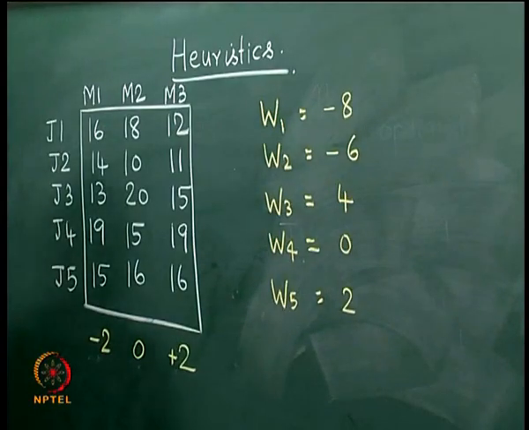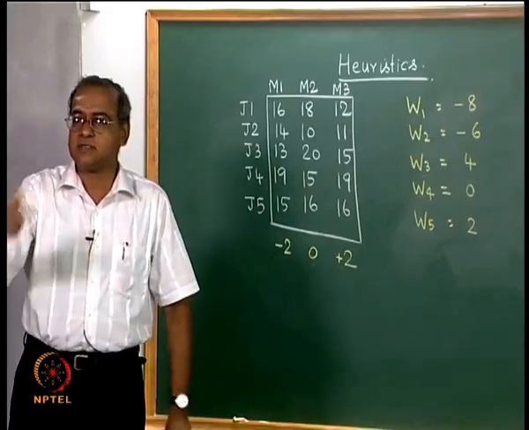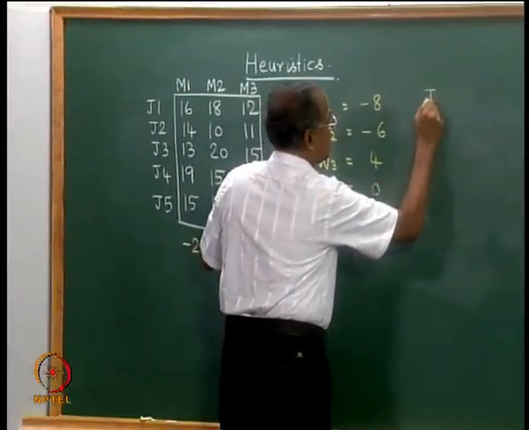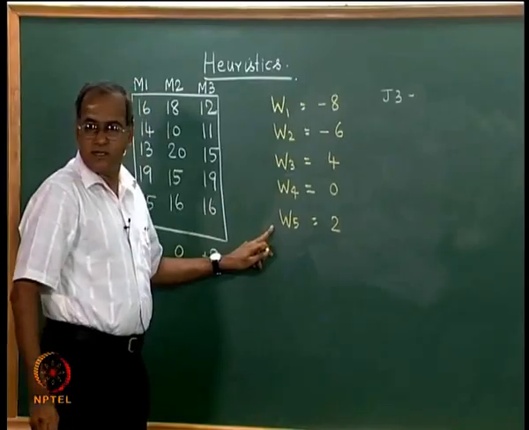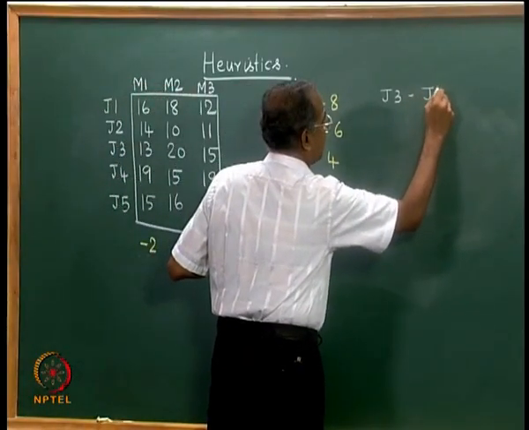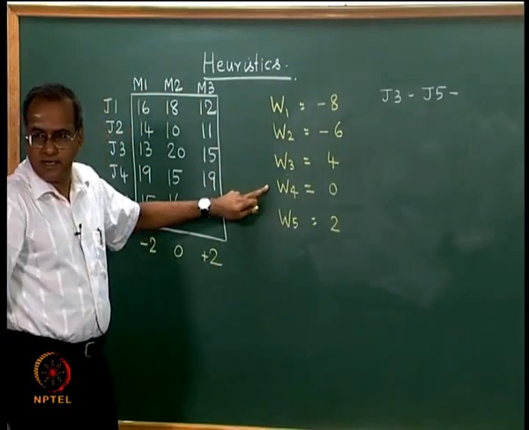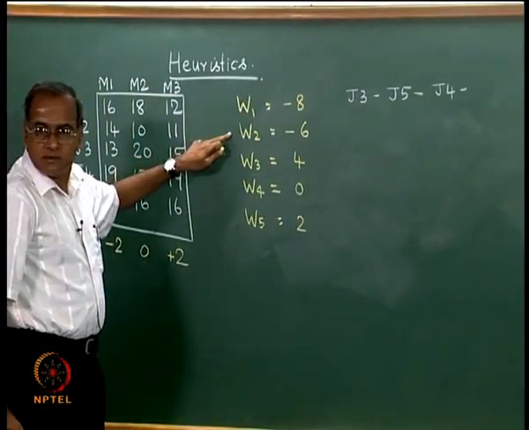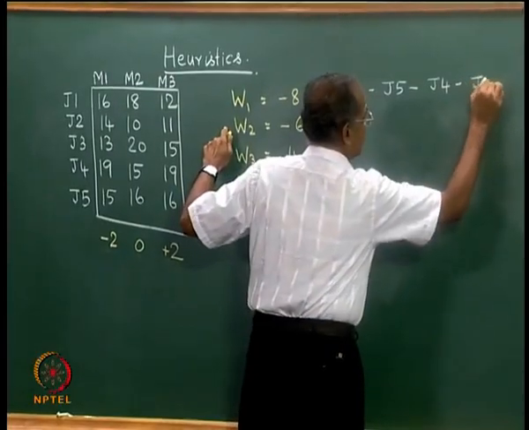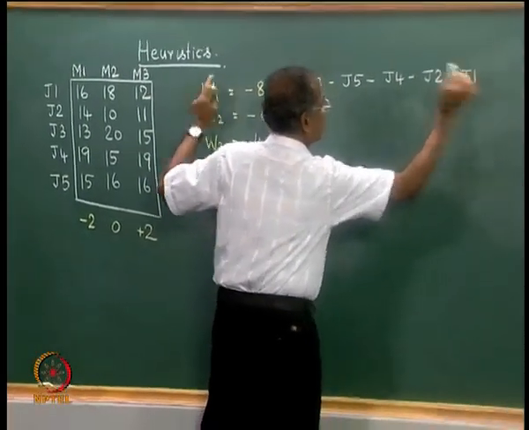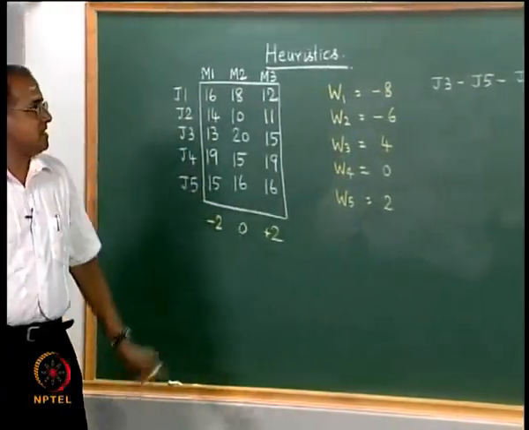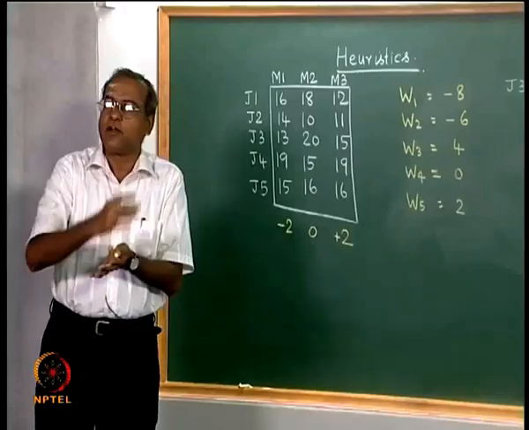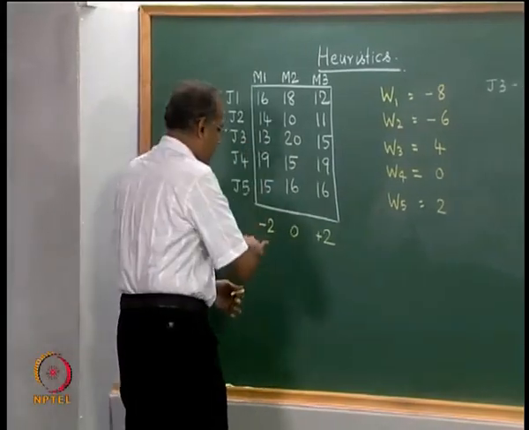Now sort the jobs in decreasing order of the weights, non increasing order or descending order of the weights. So, the maximum is W3. So, J3 comes first, the next one is W5. So, J5 comes second, the third one is 0. So, J4 comes third, the next one is -6. So, J2 comes here and the last is -8, J1 comes here. So, this is the sequence that we get if we compute a weight for each job based on a weight given to each machine.